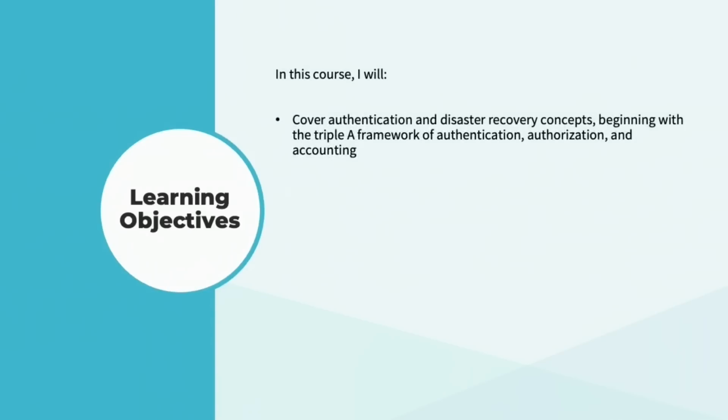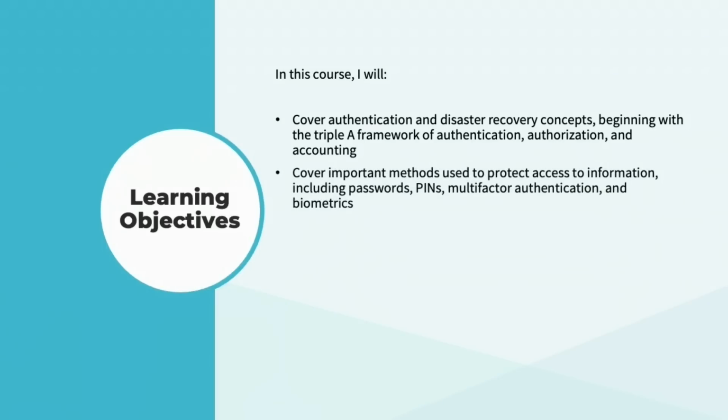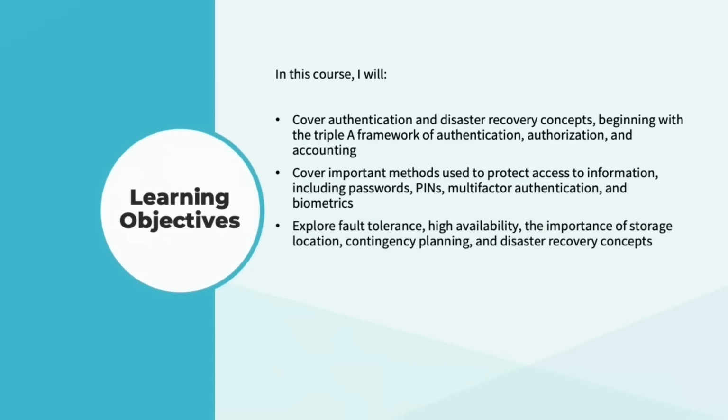In this course, I'll cover authentication and disaster recovery concepts, beginning with the AAA framework of authentication, authorization, and accounting. Then, I'll cover important methods used to protect access to information, including passwords, PINs, multi-factor authentication, and biometrics. Finally, I'll explore fault tolerance, high availability, the importance of storage location, contingency planning, and disaster recovery concepts.